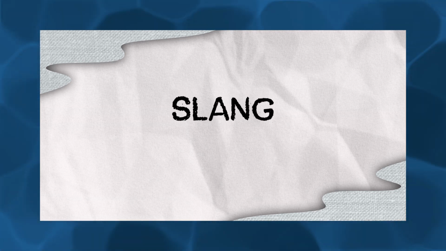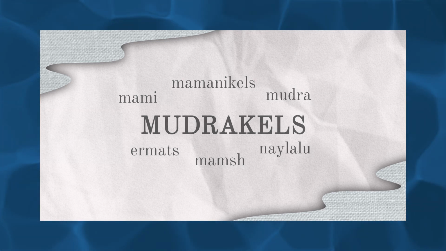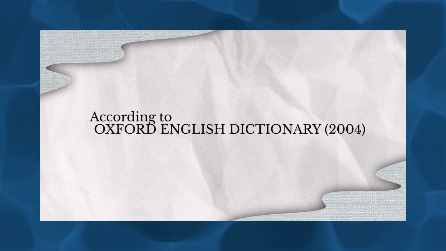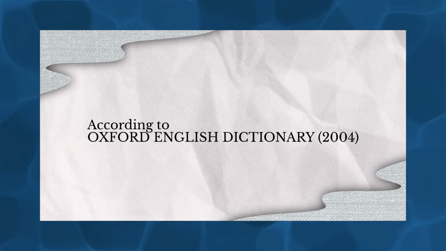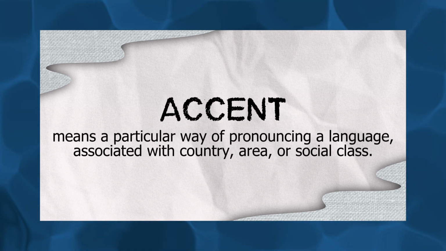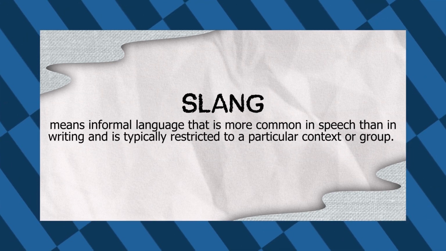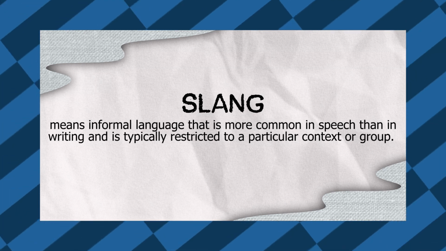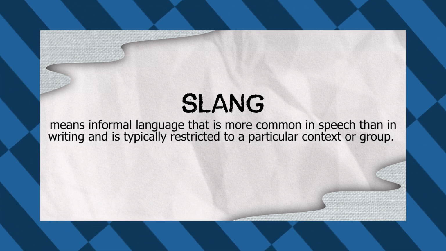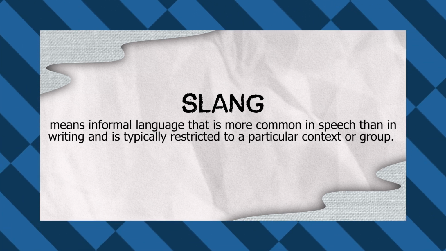Next, we have slang. Class, please do not be confused with the difference between slang and accent. According to Oxford English Dictionary 2004, accent means a particular way of pronouncing a language associated with a country, area, or social class. Slang, on the other hand, means informal language that is more common in speech than in writing and is typically restricted to a particular context or group. Okay, I hope you got that clear.